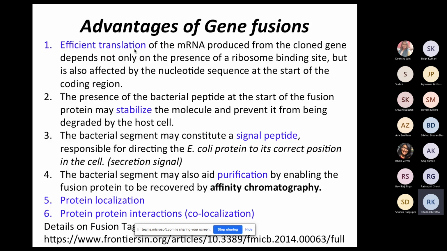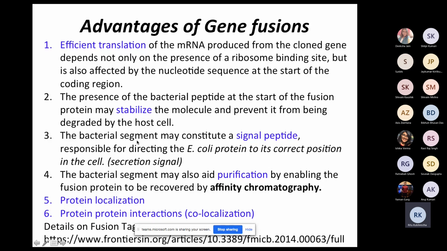It could be because of the presence of certain nucleotide sequences which are present towards the N terminal end. So it was realized that if I add a fusion tag at the N terminal end, which is from prokaryotic origin, then somehow it improved the translation. And the addition of that tag ensured that the translation will be very good, irrespective of which protein you are cloning. So one major advantage is efficient translation. Then it was also realized that the addition of this tag improved the stability of the protein.